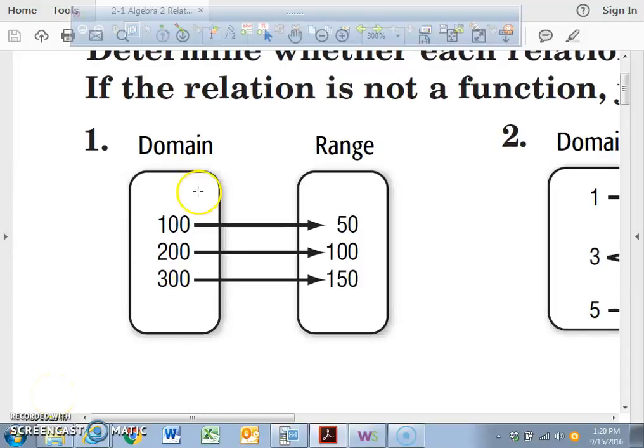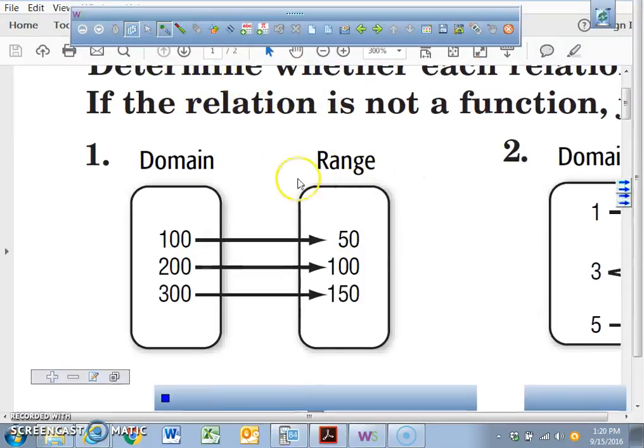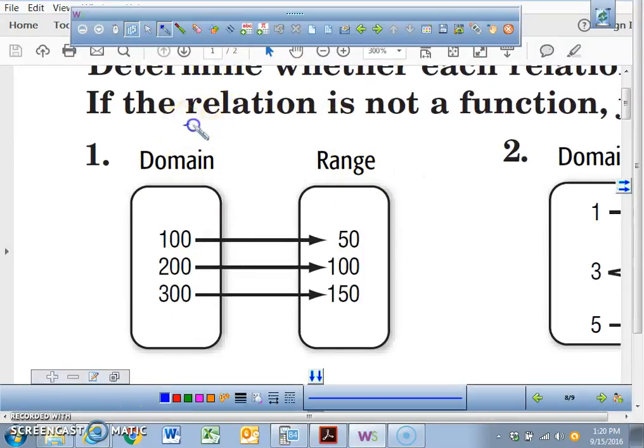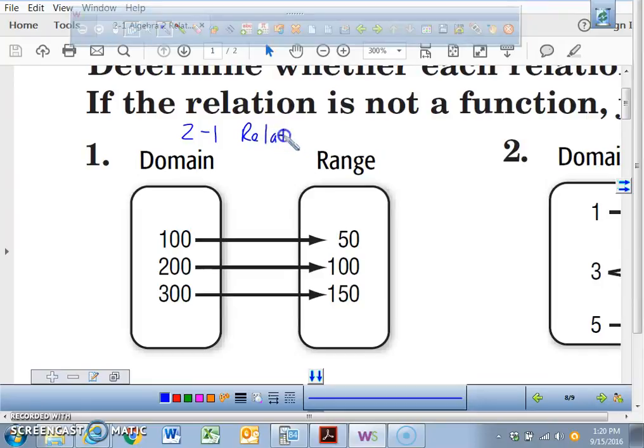That's right, good job. All right, today, class, we're going to go over 2-1. And what is 2-1 dealing with? Relations and functions. That's right, relations and functions. All right? Now, any ordered pair is a relation, if you were here with us yesterday. If you weren't, you're watching the wrong video. You want to go back a video, all right?